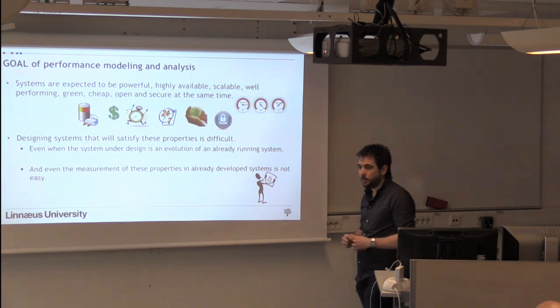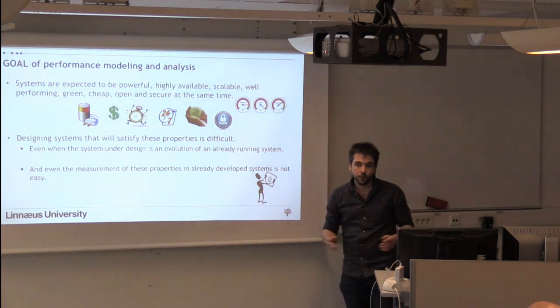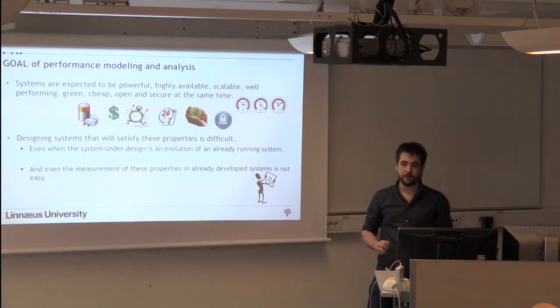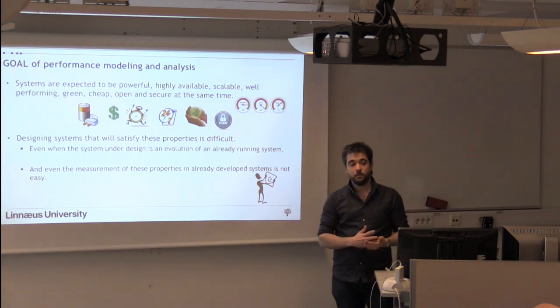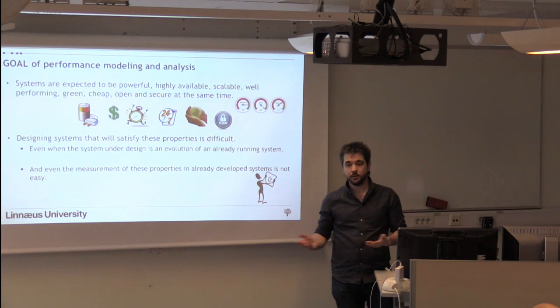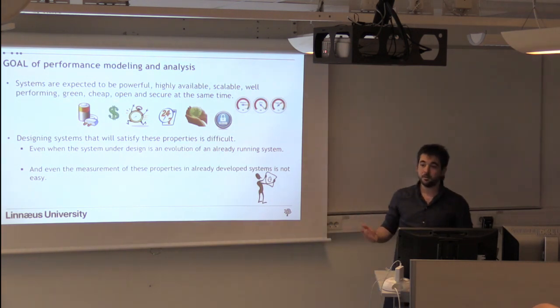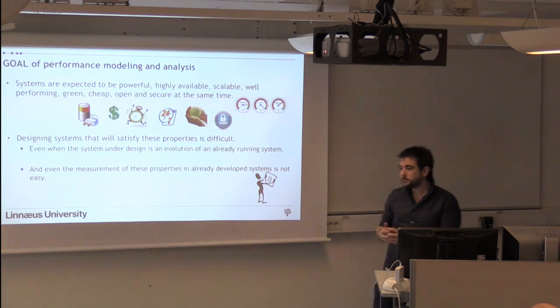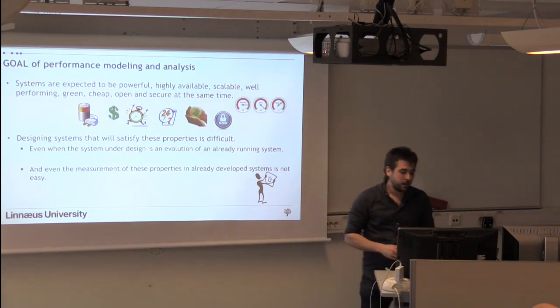And even if we have a running system, it's also difficult to measure the properties. So for the availability or reliability, how much does it fail? You will need to measure a lot of time. You cannot look at the system for a short period and say something about its percentage of availability. So knowing these functional, non-functional properties, availability, reliability, performance, it's difficult.